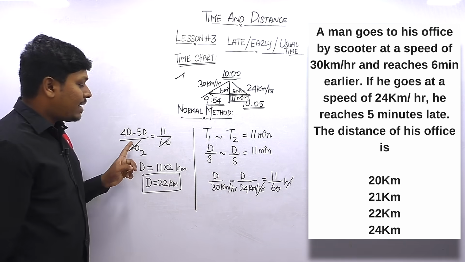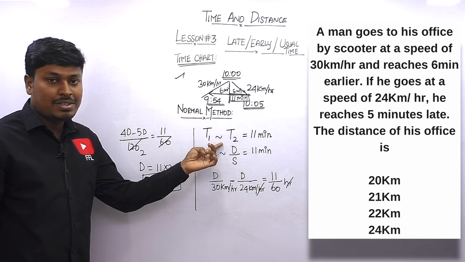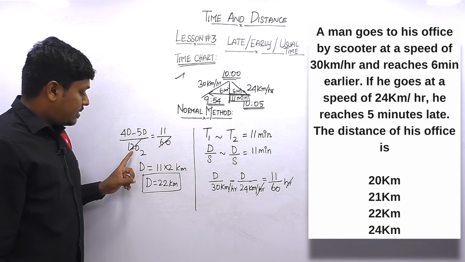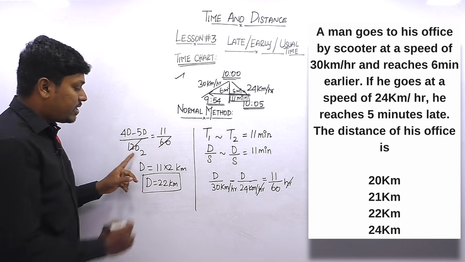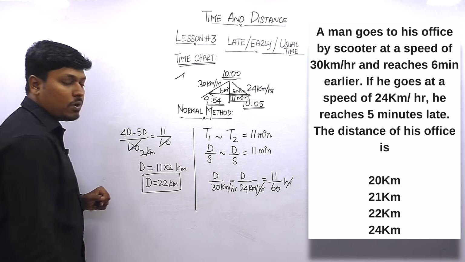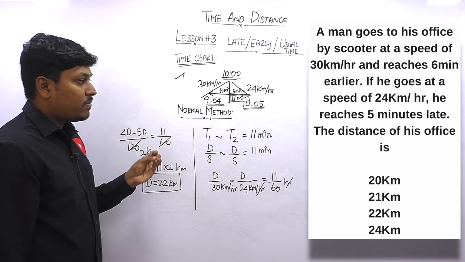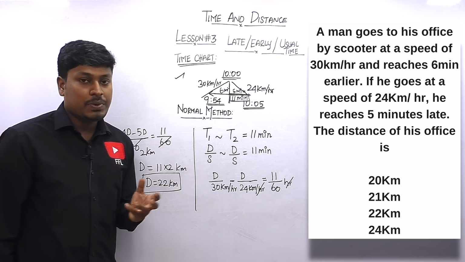Got it? You should not write this as minus D because we are talking about the difference, right? So 5D, 4D, the difference will be D. So D divided by 2 is equal to 11. We already know the denominator value is in kilometers. So 11 into 2 will be 22 km. So finally the answer for question number 1 is 22 km.